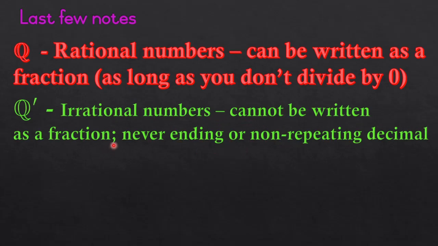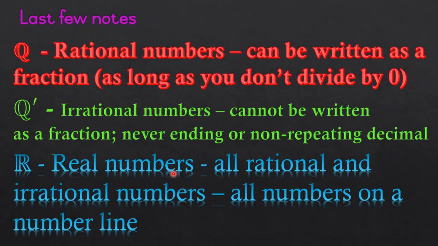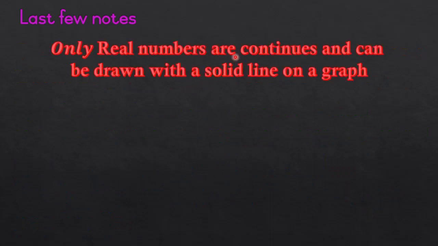And then the most important one of all of them are our real numbers. Those include all our rational and our irrational numbers altogether. These are all the numbers on a number line. Therefore, if we draw any number line, the numbers that are represented on it are real numbers. The only set of numbers that are continuous are our real numbers. They are the only continuous set of numbers, and they can be drawn with a solid line on a graph. This only applies to real numbers.